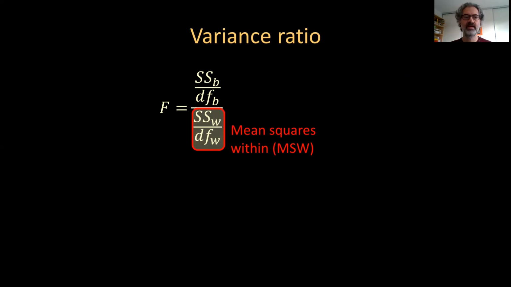And this ratio then is the ratio of the part of the variability that the grouping accounts for divided by the part of the variability that the grouping doesn't account for. And importantly, remember that this plus this is the total variability of the data. So the sum of squares between plus the sum of squares within is all the sum of squares we have in total in our data.